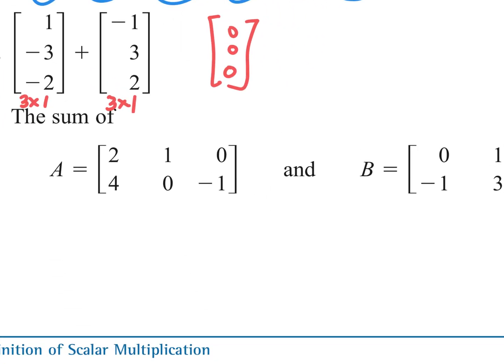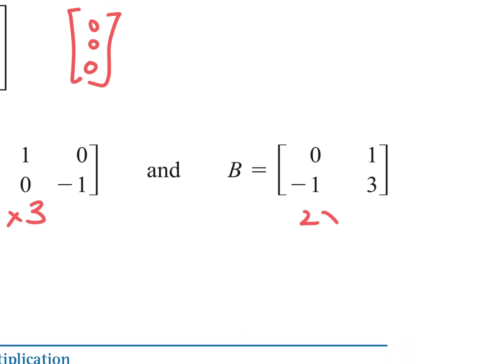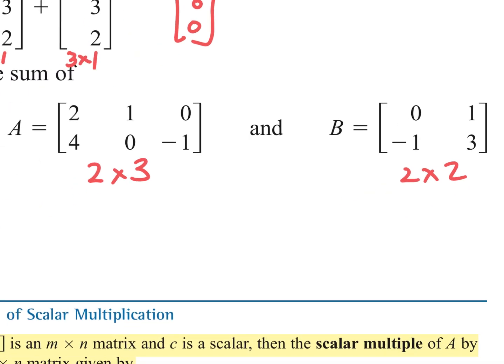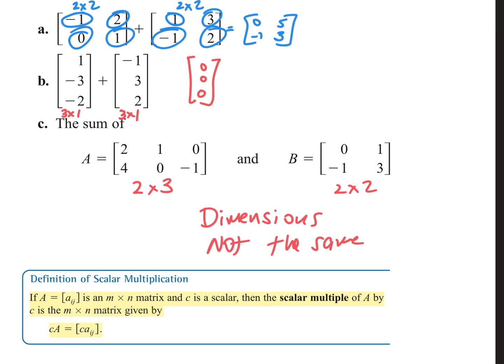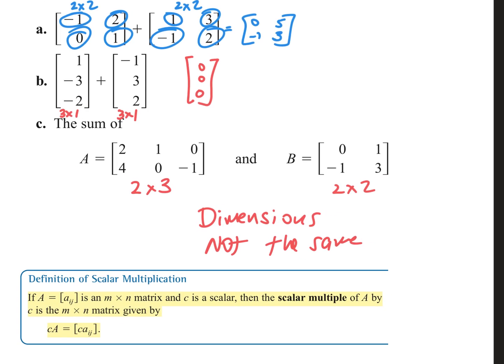Look at the next one. It says find the sum. That means add. What are the dimensions of this one? 2 by what? 2 by 3. Okay, what's this one? A 2 by 2. Can you add these? Why not? So dimensions not the same. Anybody have any questions on that? It has to be the exact same, so it has to be 2 by 3, 2 by 3. Yep, cannot be a 2 by 3 and a 3 by 2. Correct. We're going to get to multiplication in a minute.